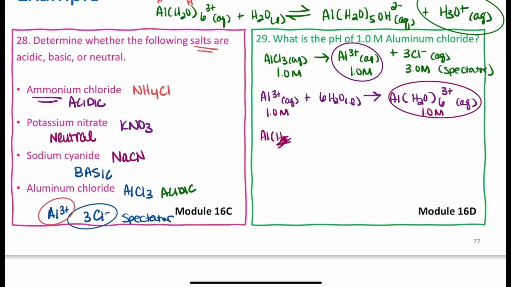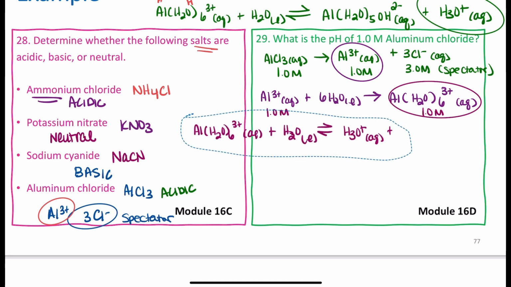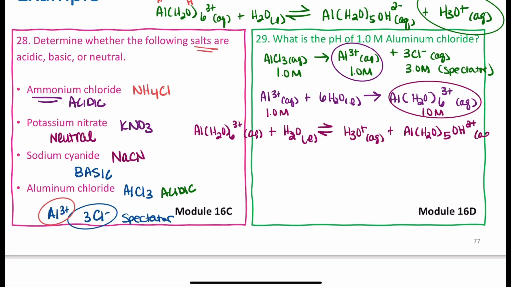That hydrated aluminum reacts with a water molecule, and this is an equilibrium arrow, forming H3O+, which is what caused the solution to be acidic. And I'm gonna run out of room here. Al for aluminum, (H2O)5, because I don't have 6 waters anymore. One of them lost a proton. OH, and 2+. The charge went down by 1 because I lost 1 proton, left behind the electrons.